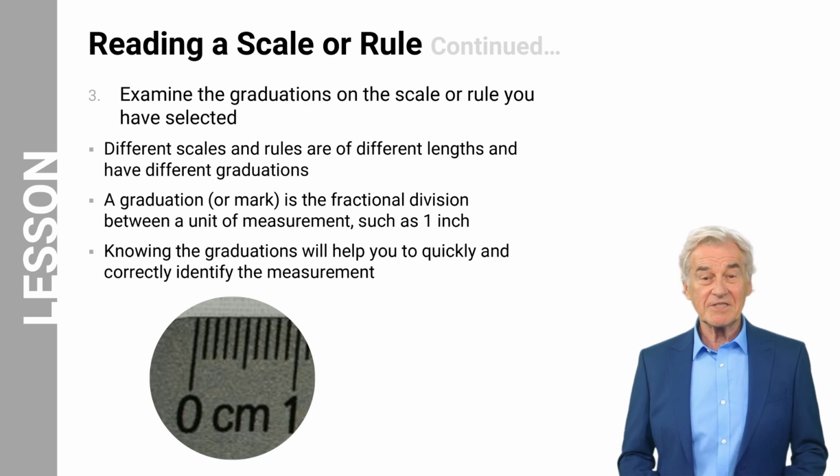The third step is to examine the graduations on the scale or rule you have selected. There are different types of scales with different graduations and affiliated levels of precision. A graduation or mark is the fractional division between a unit of measurement, for example, 1 inch. When precise measurements are not required, it might be possible to report approximate readings, but it is usually preferable to avoid approximations and use scales with appropriate graduations. Knowing the graduations on the scale or rule will help you to quickly and correctly identify the measurement.